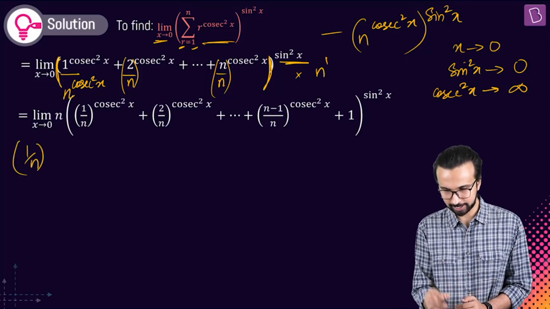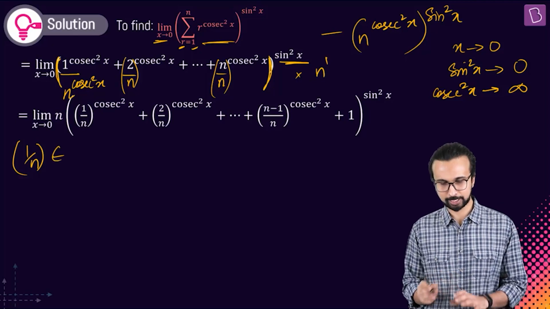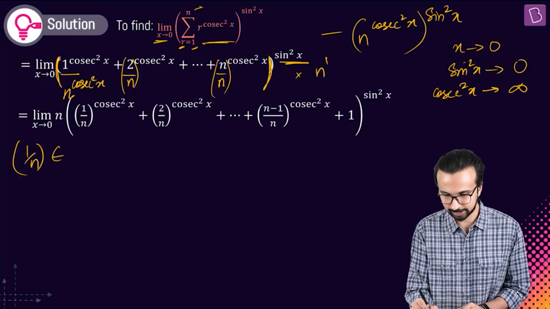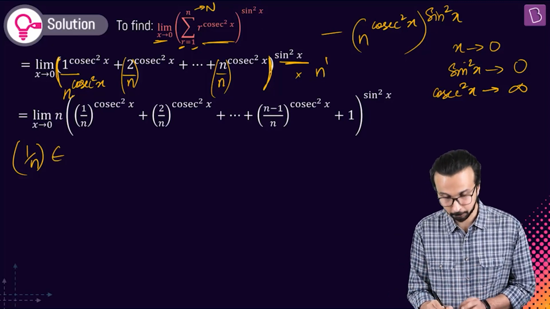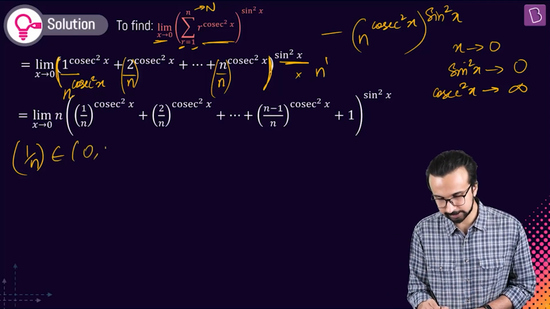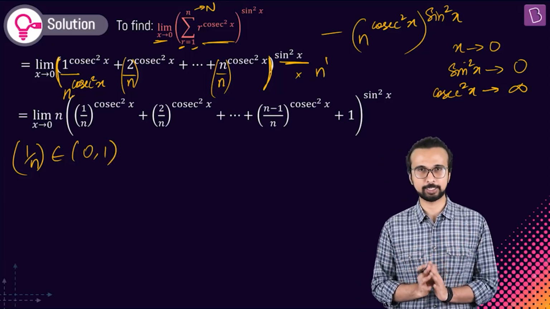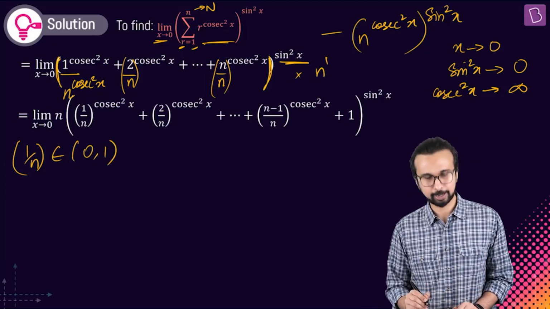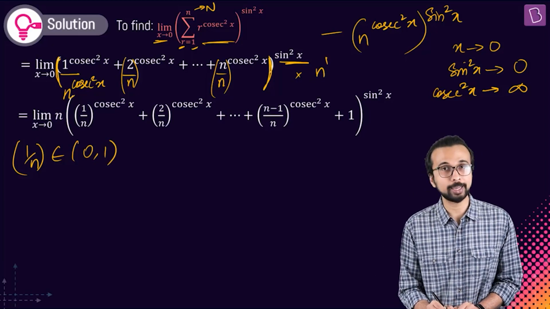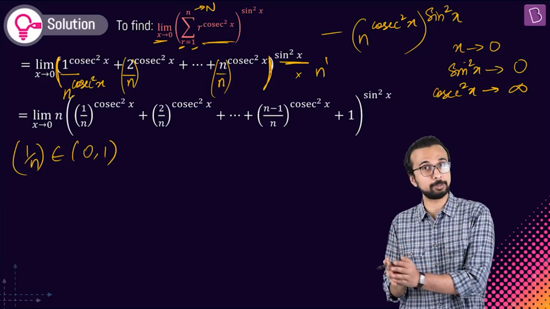n is some number, but when I talk about 1 by n, look, n is a natural number for sure. It's a positive integer. Now 1 by n will be between 0 and 1. That's for sure. It will be lesser than 1 but greater than 0, as n is positive and greater than 1. Now, what about 2 by n? Same. 3 by n? Same. All of these will be between 0 and 1.